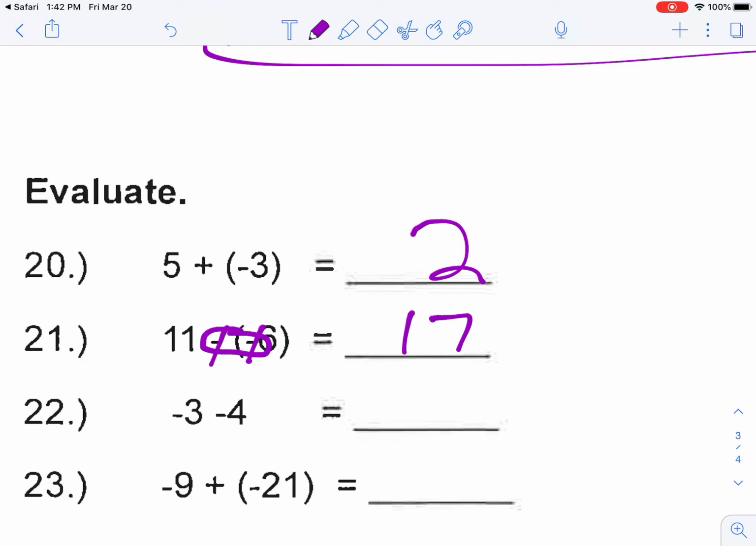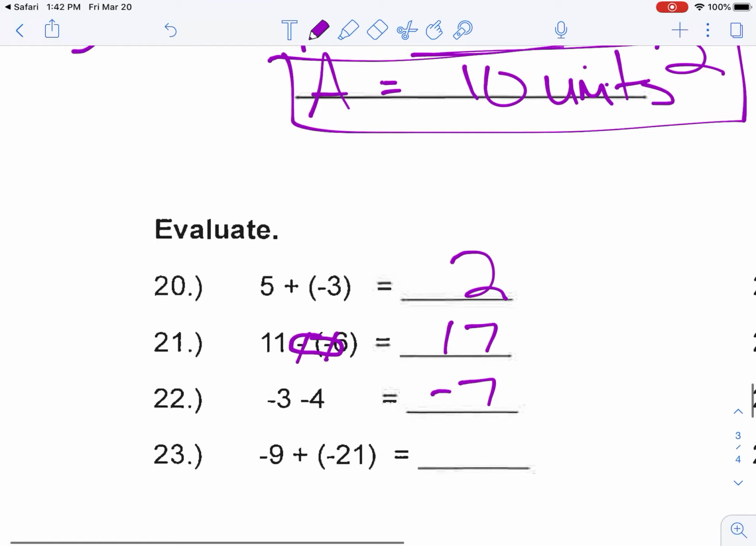Remember that minus sign is a synonym for a negative. So a negative 3, negative 4, those are the same signs. So you're going to find the sum. The sum is 7. And they're all negative. So there's lots of negatives. So it's going to be a negative 7.